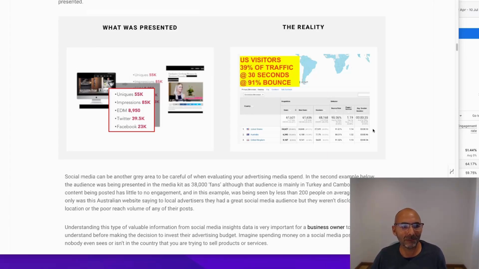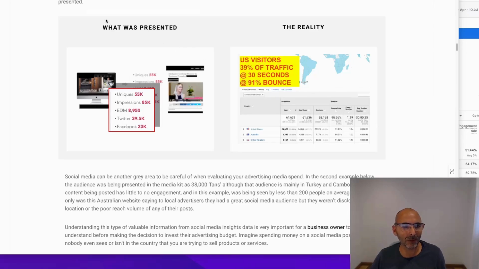And so straight away it begs the question, what's the quality of the audience and how engaged are they that this particular media outlet was generating? And so if they're asking for 5, 10, 15, 20 grand, using big numbers and high level numbers, does it actually make sense for you?